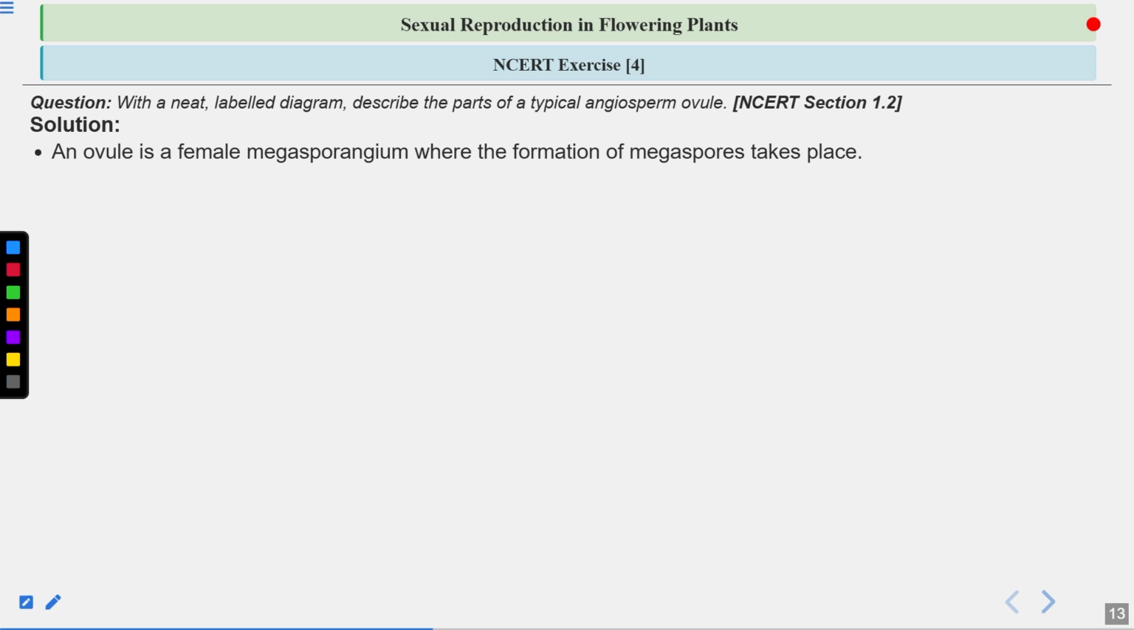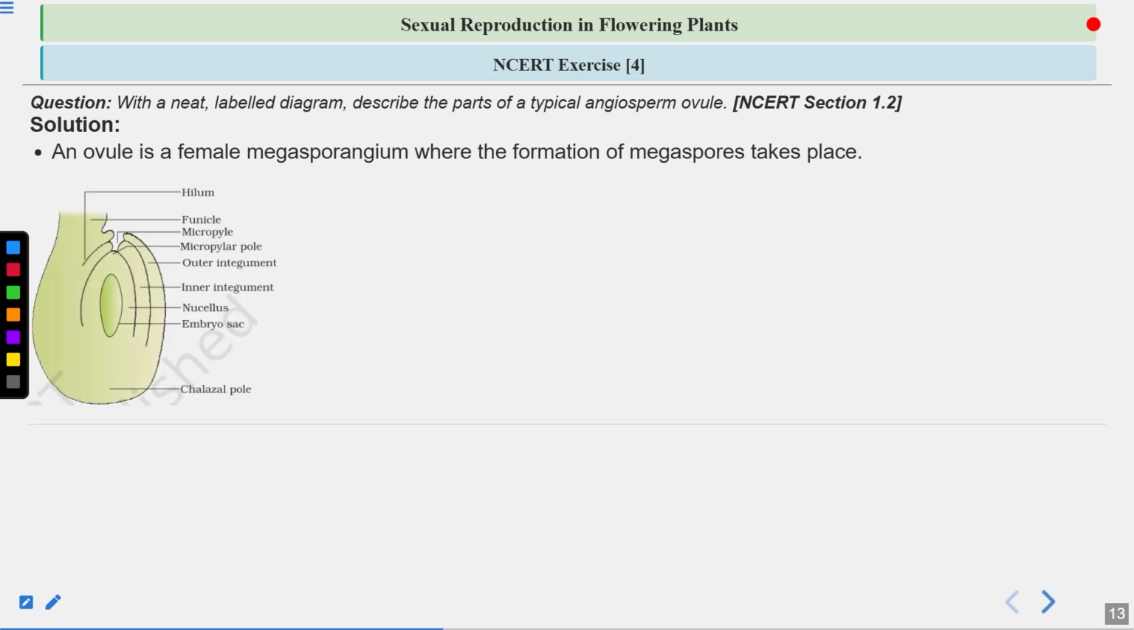So an ovule is a female megasporangium where the formation of megaspore takes place, right? You all know that the female megasporangium is the ovule. Ovule is also called the female megasporangium, and the megaspores are formed inside the ovule only. So here you can see the ovule structure.